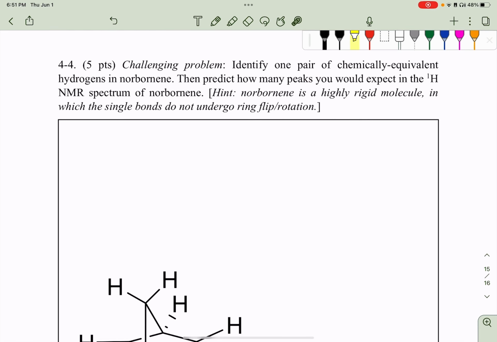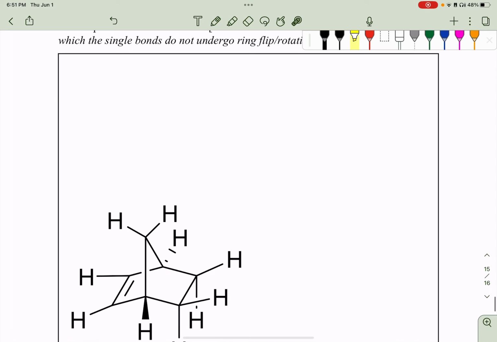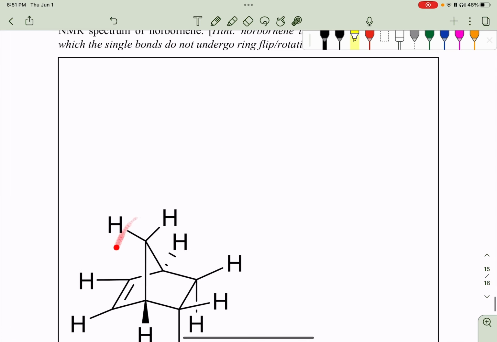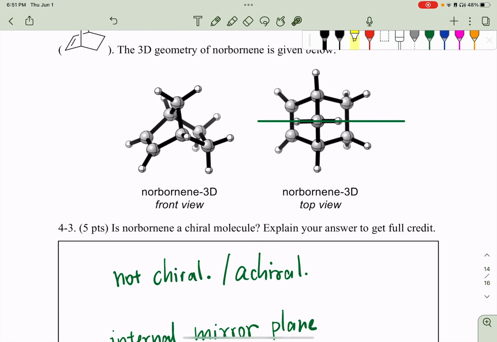Identify one pair of chemically equivalent hydrogens in norbornene, then predict how many peaks you would expect in the proton NMR of norbornene. So this is the diagram we provided. This is actually easier if we look at that top-down view before. So now let's look at this molecule. We have this internal mirror plane. So everything that's around that mirror plane, these are equivalent, right? You have that mirror plane, so these are equivalent. But these two hydrogens are right on the mirror plane, and they see different things. Let's say this one sees this double bond.